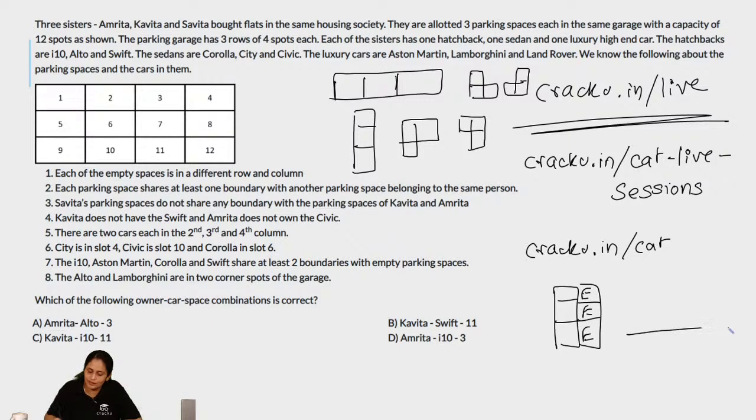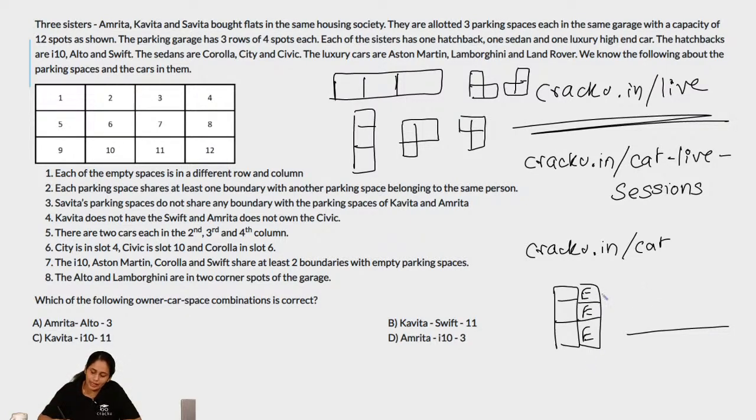Same would be the case if it is horizontal. I will have to put all 3 empty spaces in the same column, or all 3 empty spaces in the same row. But it is given that they are not in the same column or the same row. They are all in a different column and different row, which means that Savita's parking space cannot be like this.